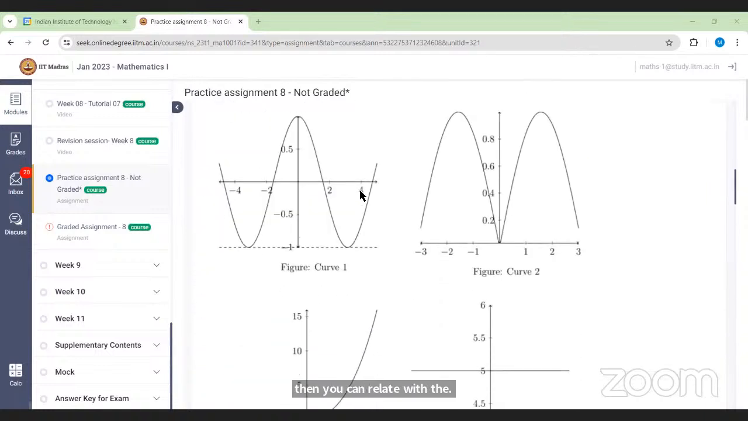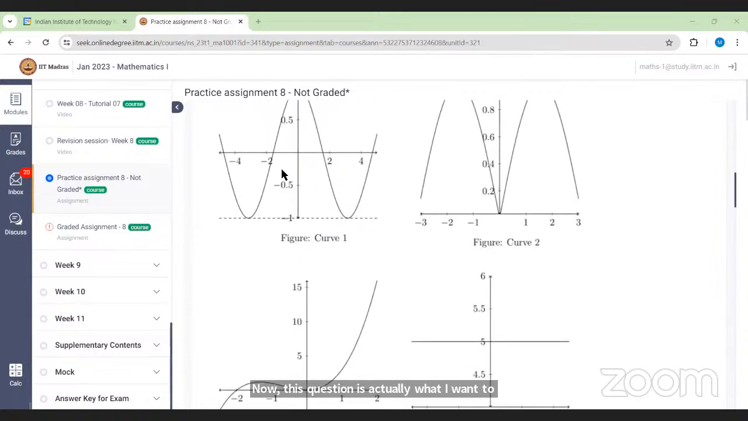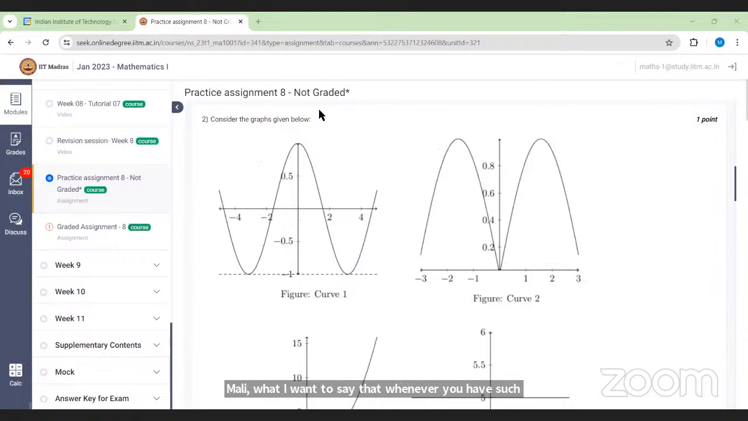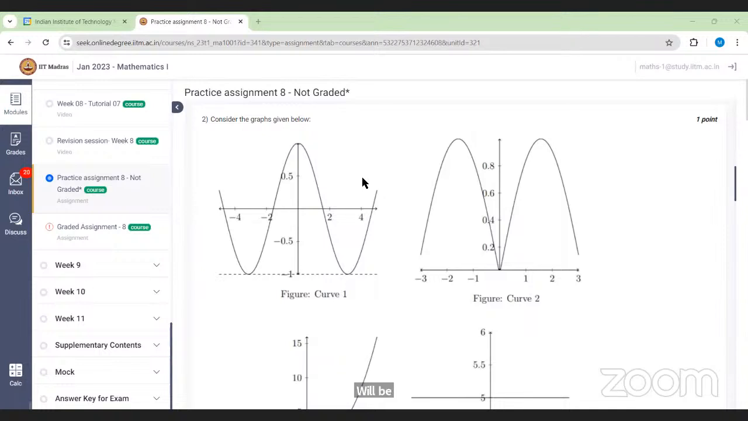Now this question is what I want to say: whenever you have such a graph, at this point and this point, at all those points the tangents are actually parallel to the x-axis. Whenever we have a tangent parallel to the x-axis, that means the slope will be 0, right? When the slope is 0, the derivative at that particular point equals 0. So at these 3 points the value of the derivative will be the same.